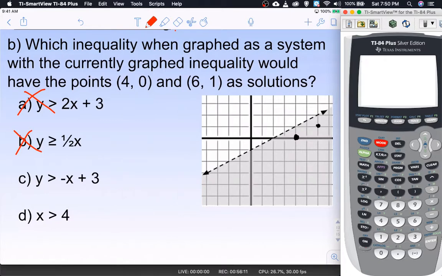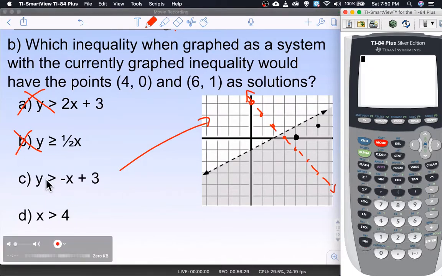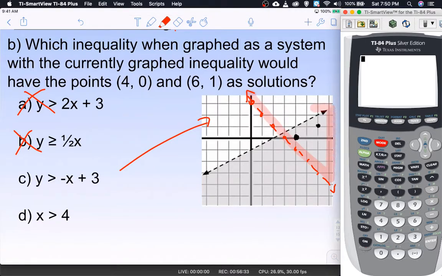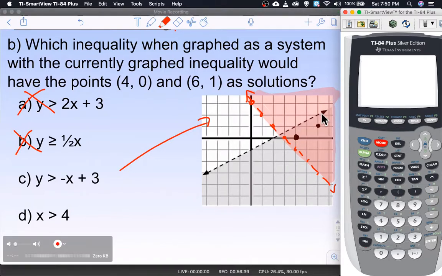Letter C. Y-intercept is 3 again, just like before. Down 1 over 1. It is a solid line. I'm sorry, a dotted line. My goodness, I keep making mistakes today. And I'm shading greater than. That's above. And I think we actually have a winner this time, because that makes these two dots in the shaded region of both inequalities.